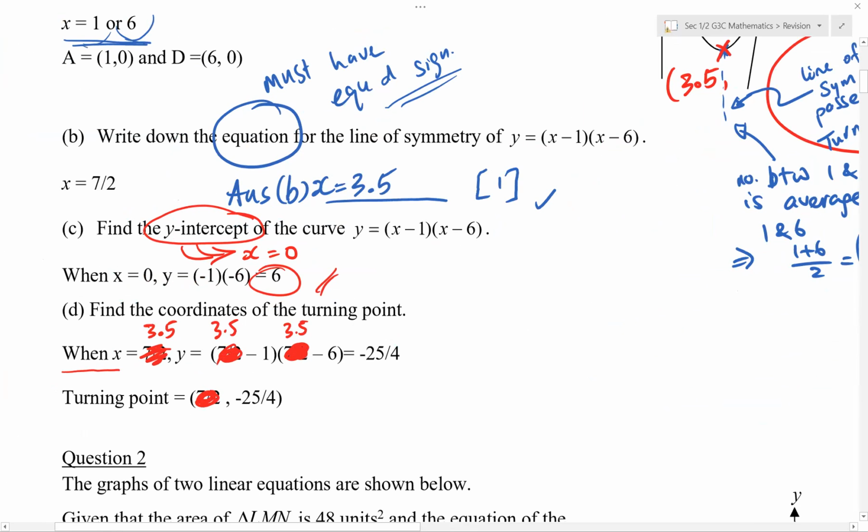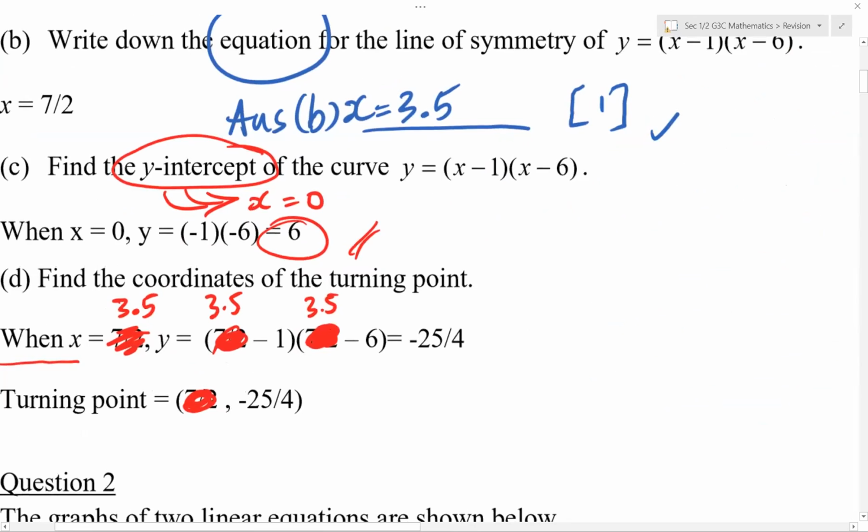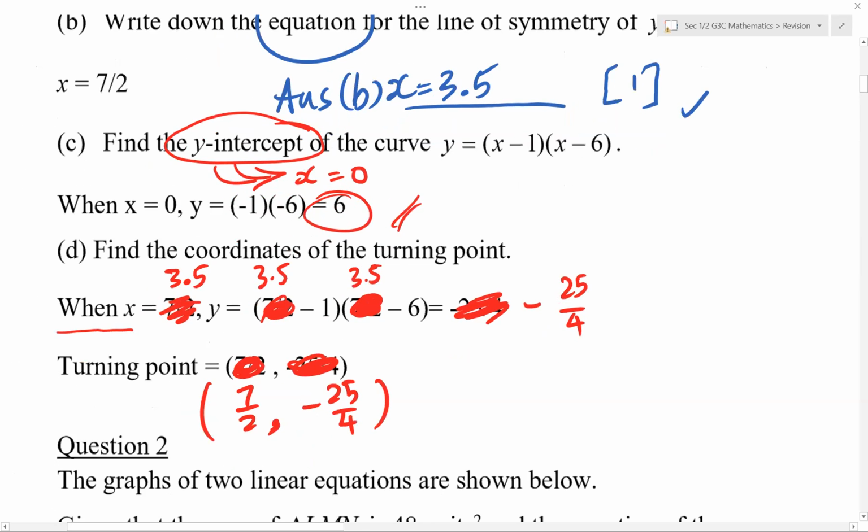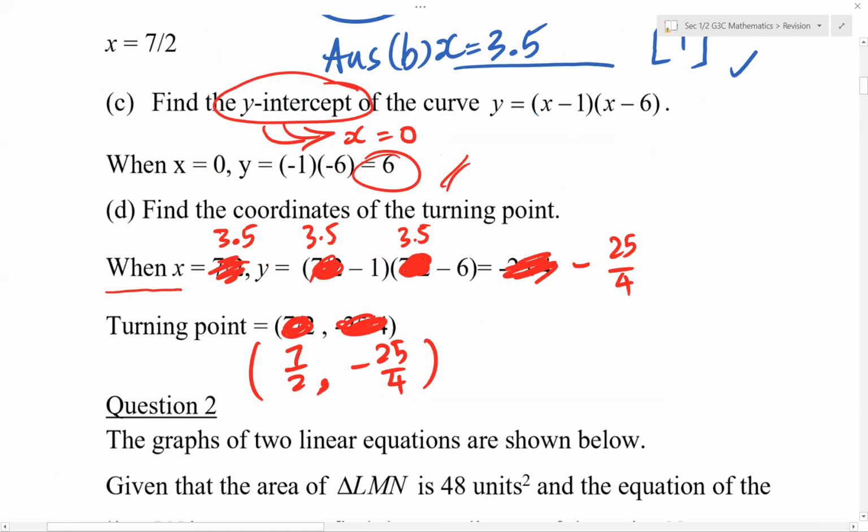We are simply substituting back into the original equation. So this is negative 25 over 4. Okay, let's be consistent. 7 over 2, comma, negative 25 over 4. So that's the turning point. Wow, even faster.